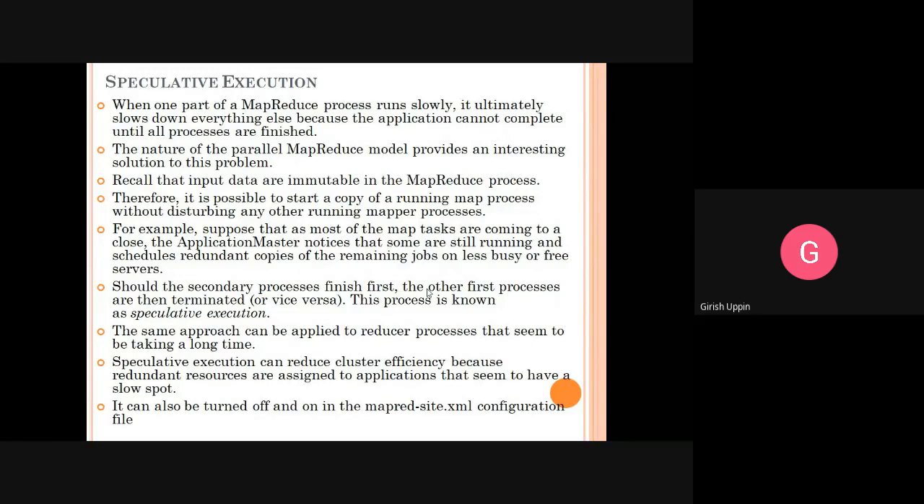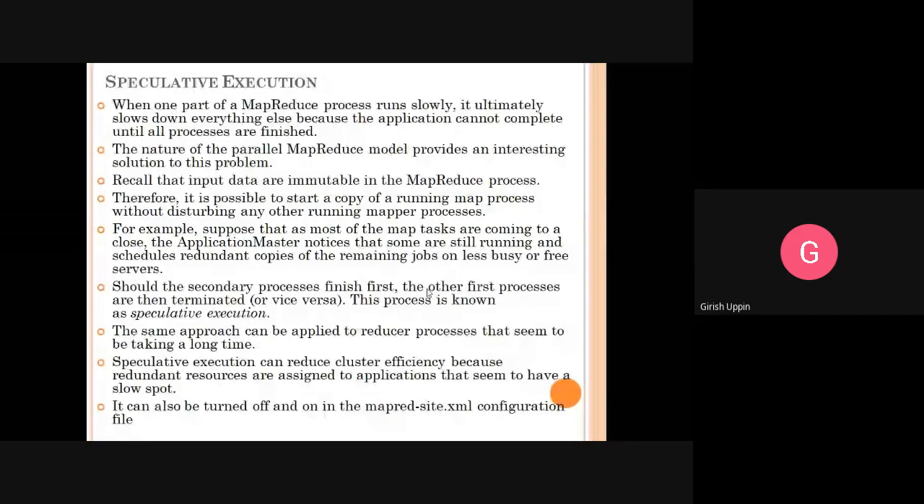Suppose some process in MapReduce programming is running very slowly. MapReduce programming is the combination of outputs from all the processes. If one process is not running with the expected speed, it will slow down the complete MapReduce job, because we cannot finish without processing all the processes. The nature of the parallel MapReduce model provides an interesting solution to this problem.